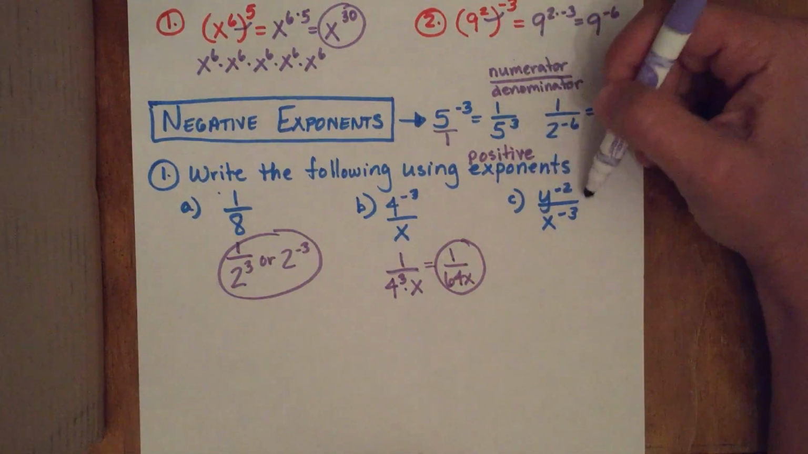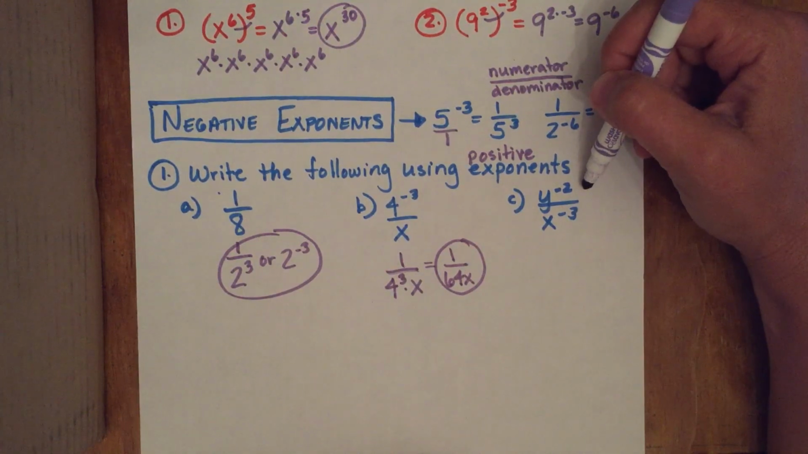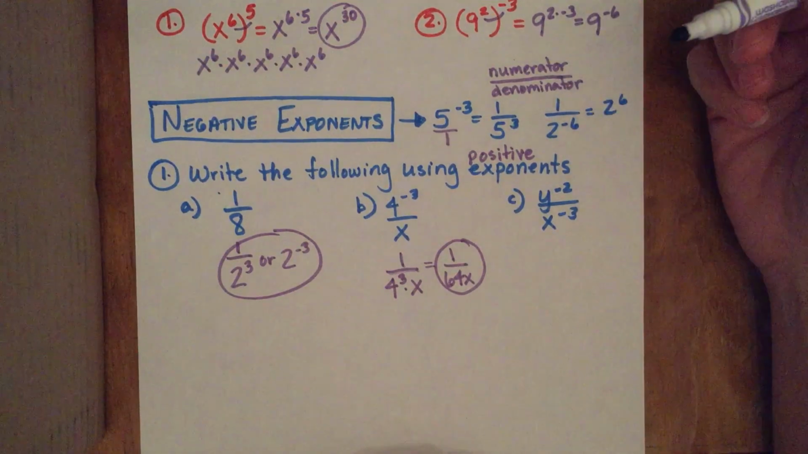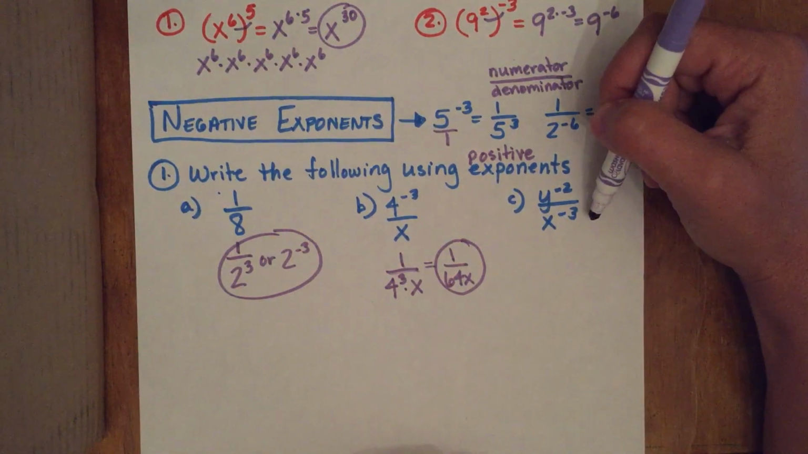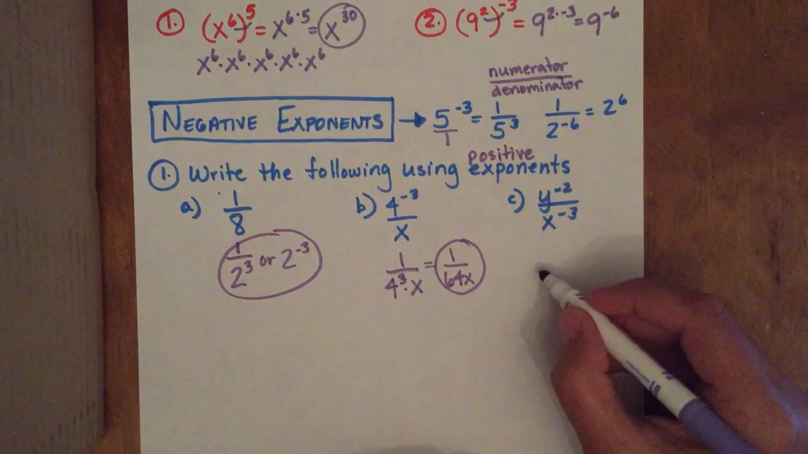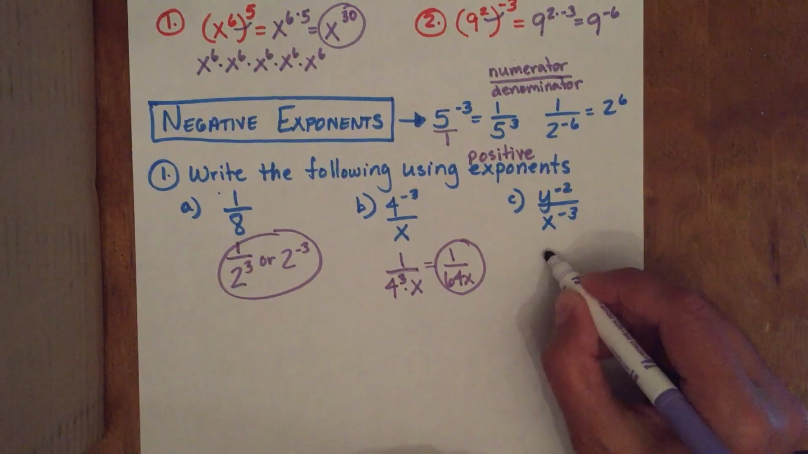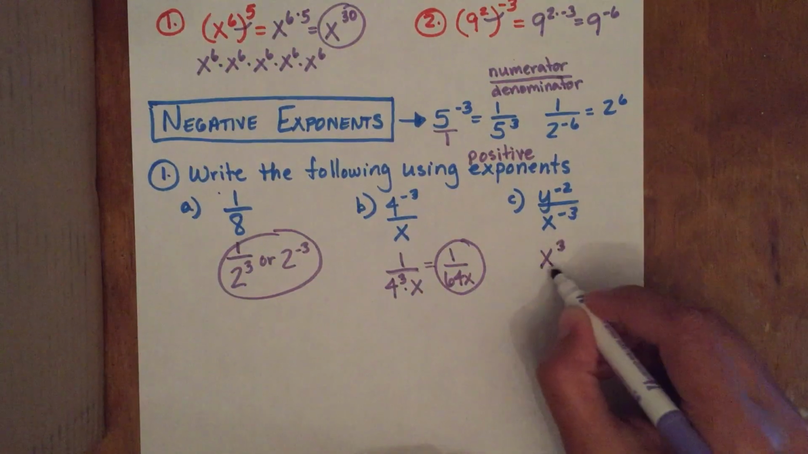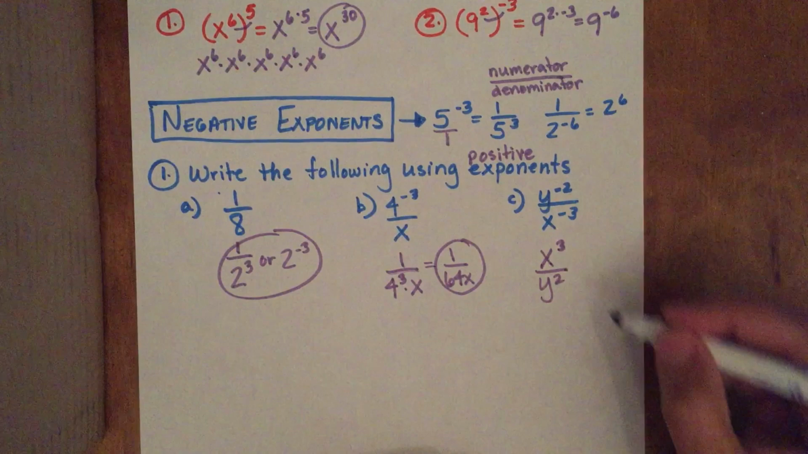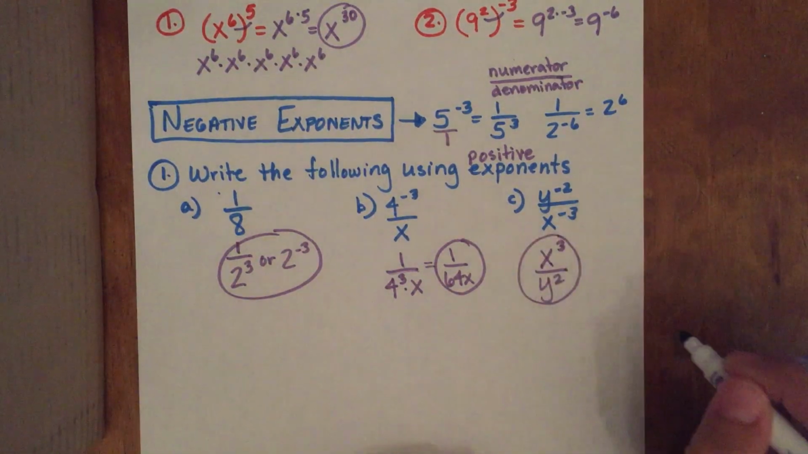So let's look at the last one. I've got y to the negative 2 in my numerator and x to the negative 3 in my denominator. So if I want to make these positive, I just move each term to the opposite part of the fraction. So I'm going to move the x to the negative third up to the numerator, and it becomes a positive. And I'm going to move the y to the negative 2 down to the denominator, and it becomes a positive. And I'm done.